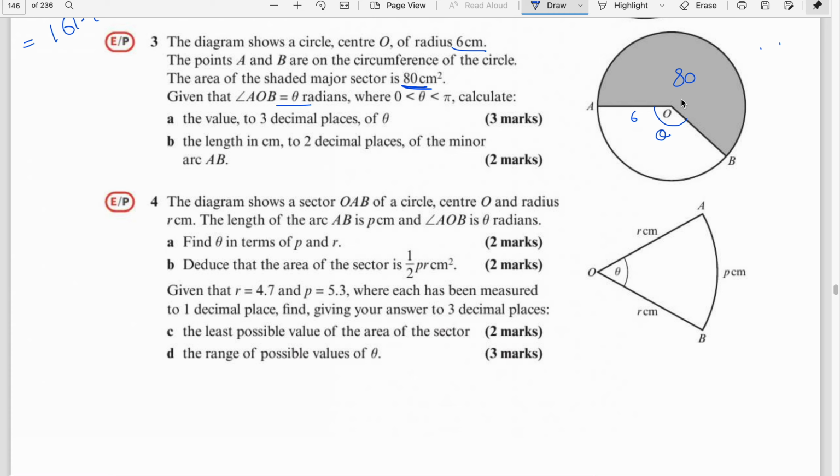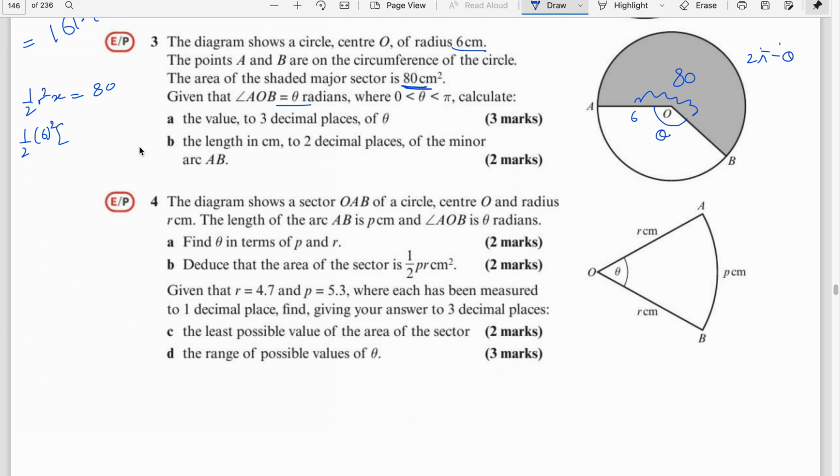So on the other side, I can write 1 by 2 R squared theta is equal to 80 for the other side, for the shaded side. So 1 by 2 R squared, and theta for this section should be 2 pi minus this labeled theta, or let me say we use a different symbol.